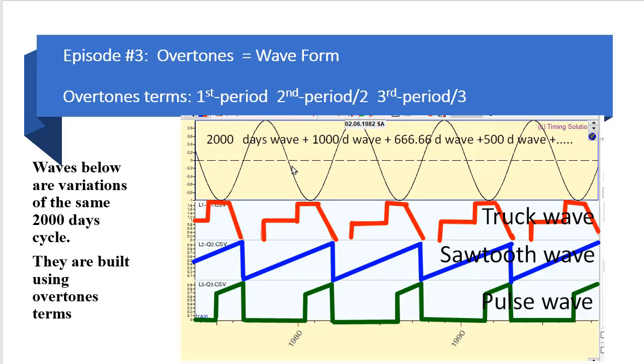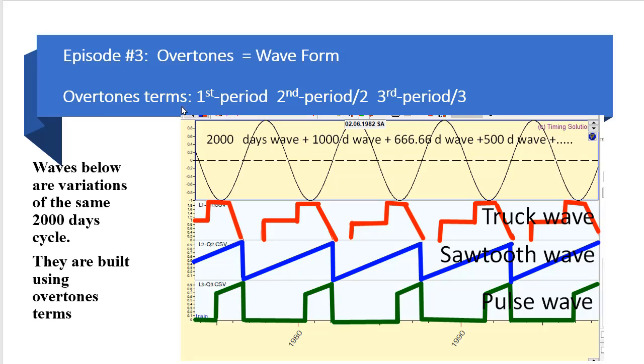Like this very well known sinus wave with a period of 2000 days. This is the bottom chart. This is the green pulse wave, and the period of this pulse wave is the same, 2000 days. Blue is a sawtooth wave. The period of this sawtooth wave is the same, 2000 days. This is red, you see, it looks like a track. This is the track waveform. You see all these waveforms are variations of the same 2000-day cycle. They are built using different overtone terms.